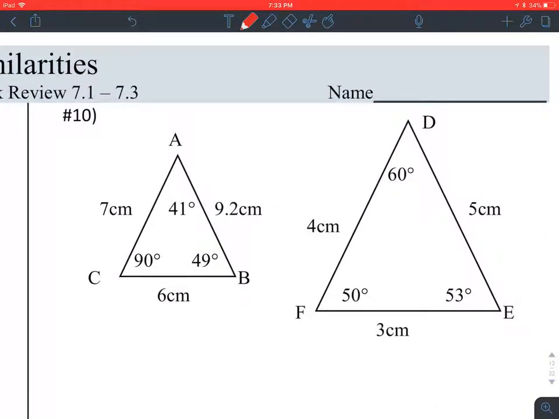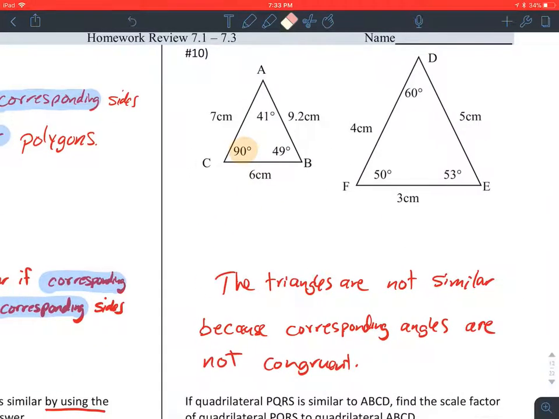Number 10. Same directions. Are these similar? Well, this has a 90-degree angle and this one doesn't. So we can stop right now and say the triangles are not similar because corresponding angles are not congruent.